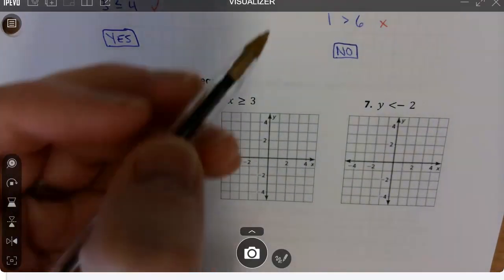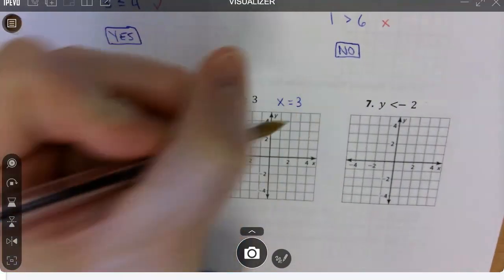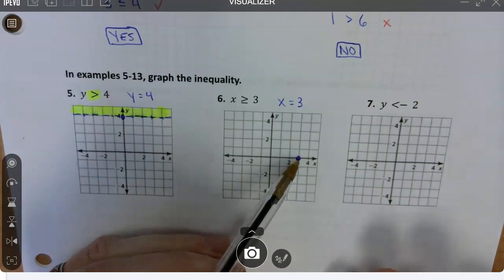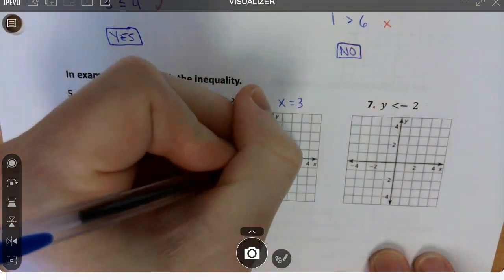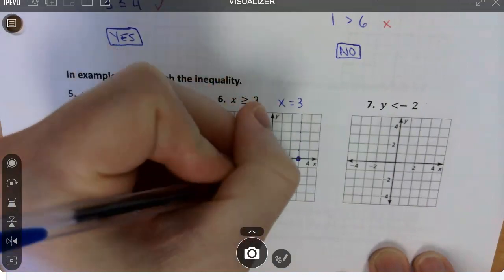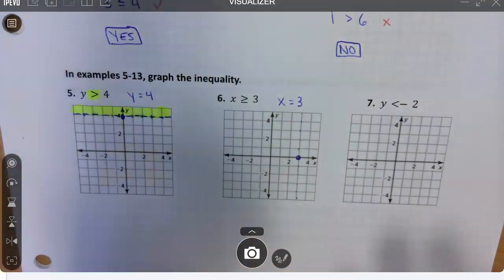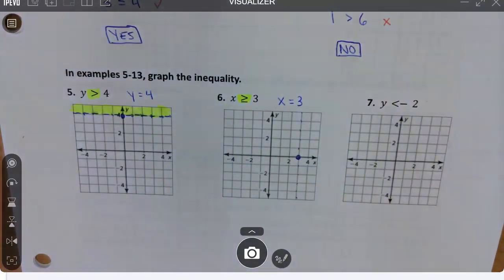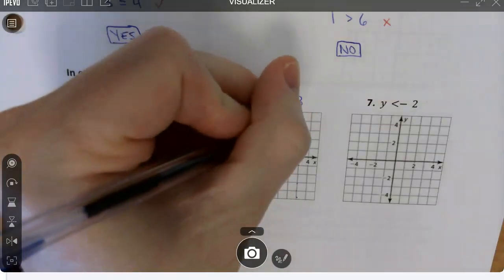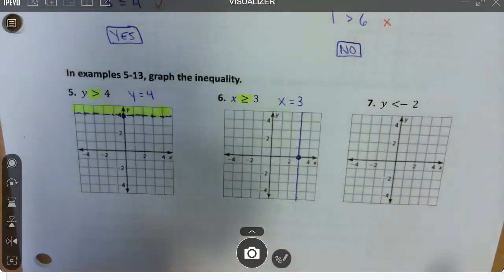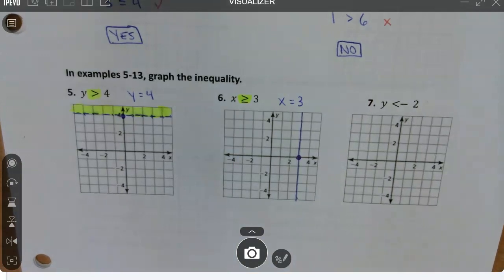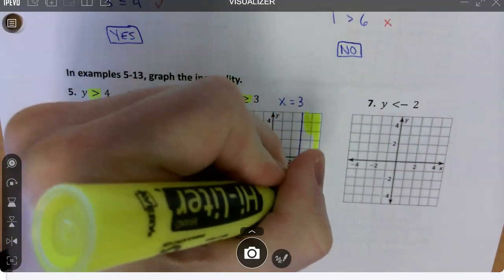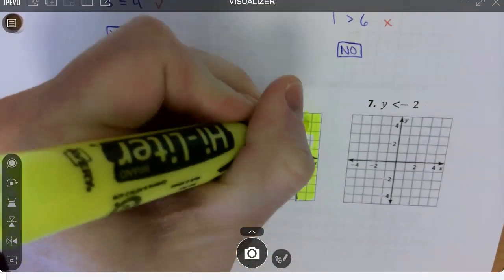Now x is greater than or equal to 3. We treat that as x equals 3. X equals 3 is right here. That's where x is 3 on my x-axis. And then all the other points that would have an x value of 3 are up and down from that. Now because the inequality symbol is greater than or equal to, what we're doing is making a solid line. And where are all the x values that are greater than or equal to 3? Well, those are all the ones to the right of 3. That's where the x values are getting bigger on the x-axis.